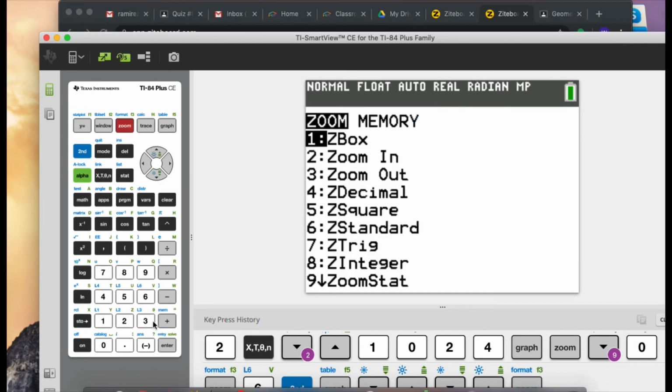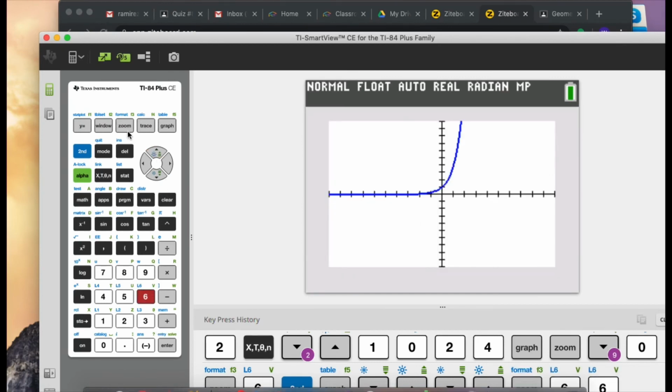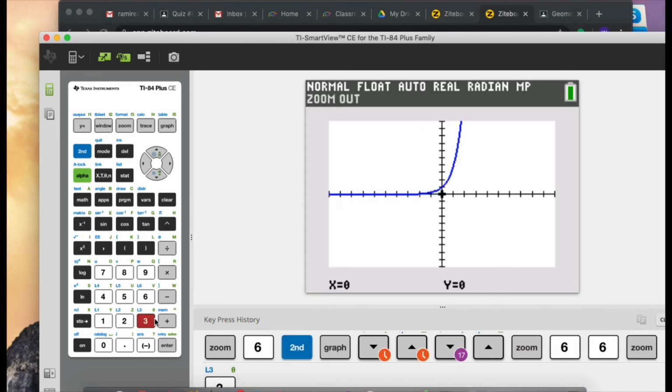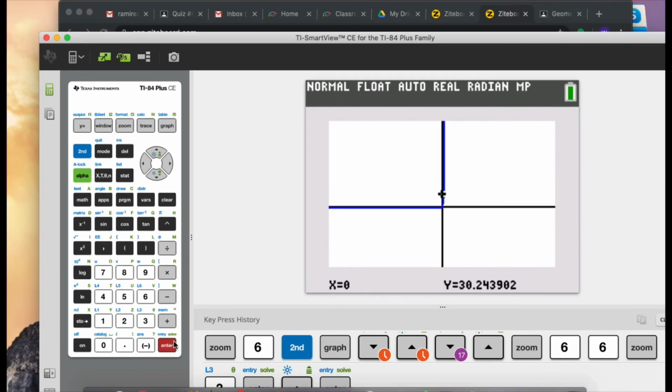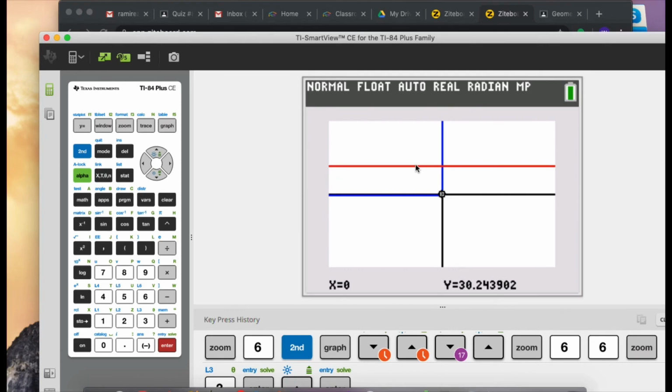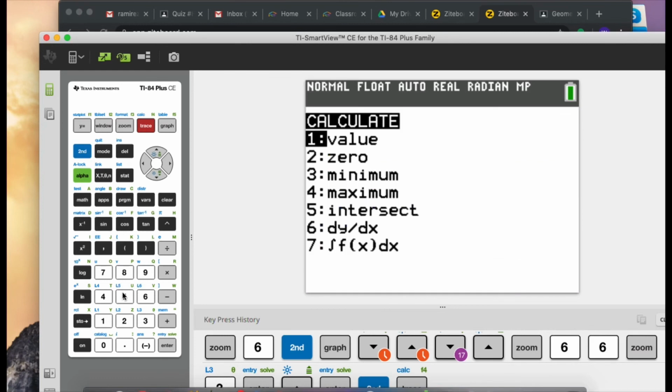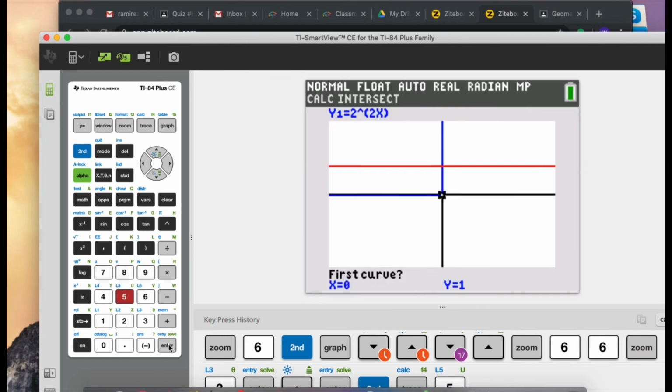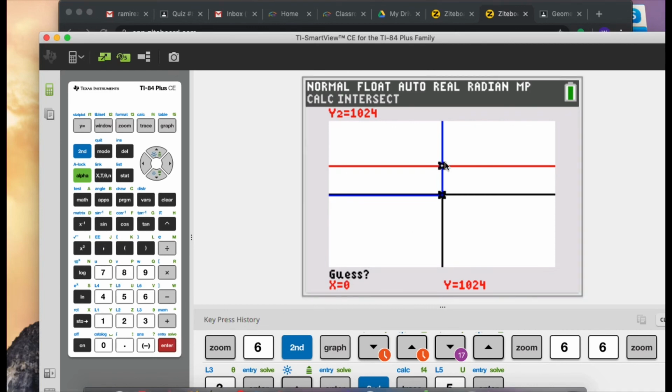Now I'm going to zoom out a little bit. So zoom 3, zoom out, and do it again, maybe again. Okay. So here you can clearly see where the intersection occurs. It's just so far out you can't put them all together because this is 1,024 units up. So let's try second trace, 5. That gives me the intersection feature. I hit my first curve, second curve, and my guess. I can see that they come together right there, so I guess, and it gives me the intersection.